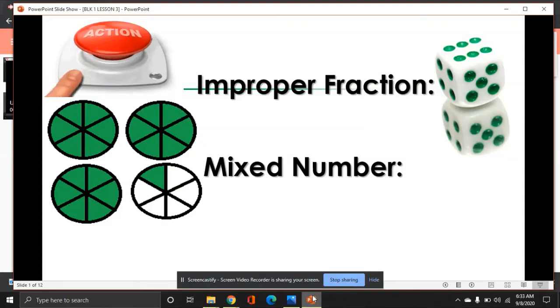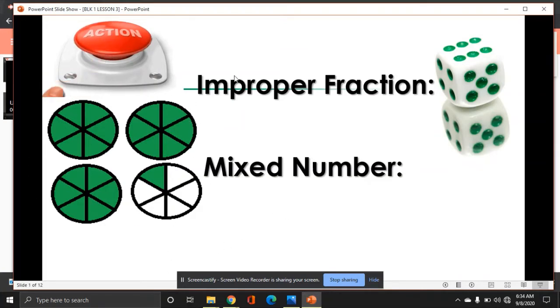Good morning, grade 6. So today we will have our new topic. After having the discussion of adding like and unlike fractions, we will use it in our third lesson. So we have here figures.